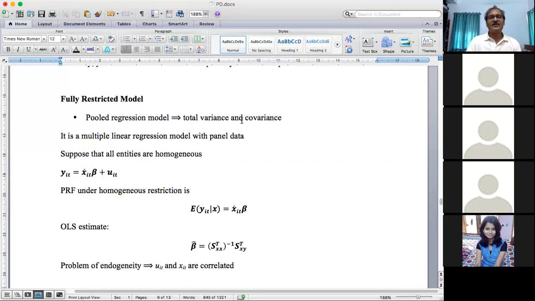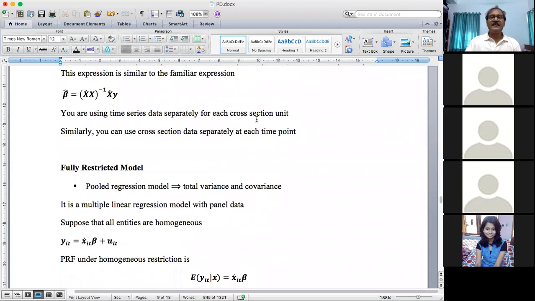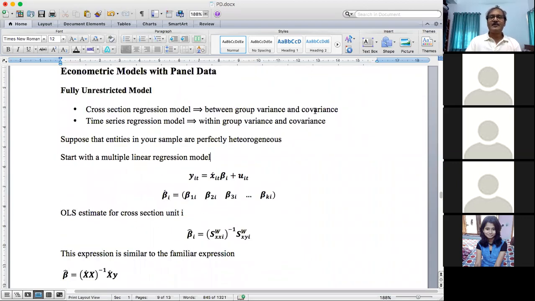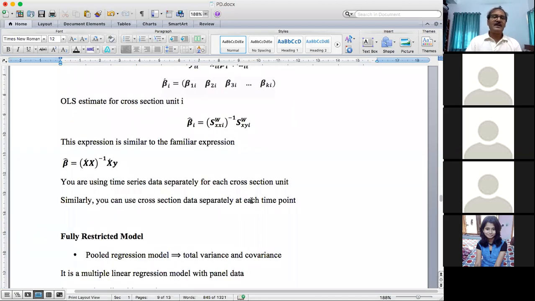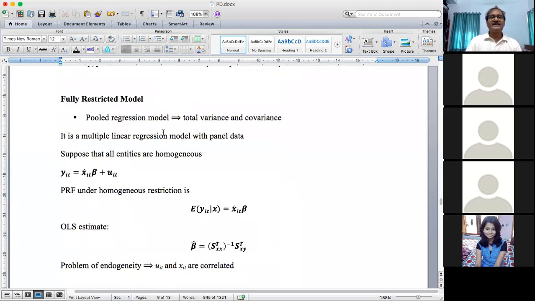Which kind of concept can we use here? The total variance, the overall variance and the overall covariance. We are discussing three kinds of variance and covariance. Among these three, we can use between-group variance and between-group covariance for the cross-section model. We can use within-group variance and within-group covariance purely for the time series model. And if we want to use a pooled regression model, the fully restricted model, in that case we can use the overall variance and overall covariance concept.